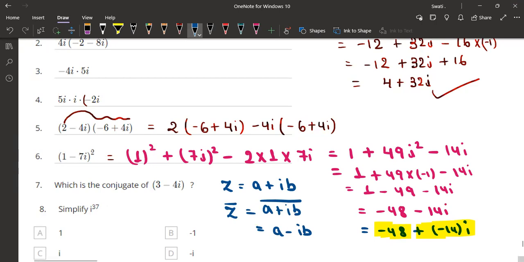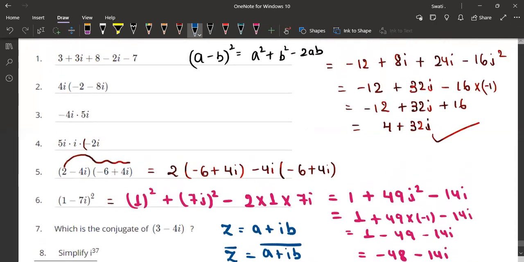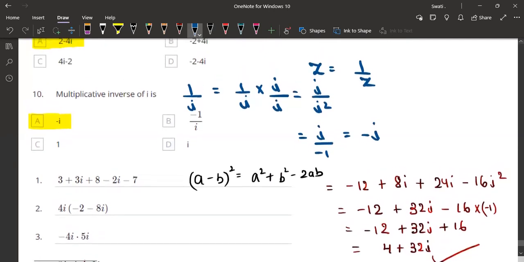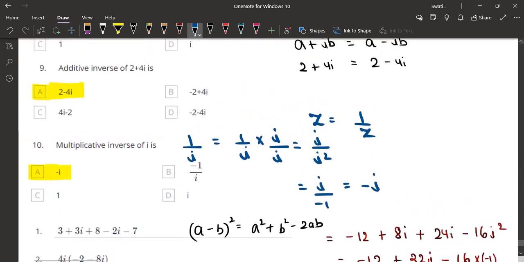On that note, when we had done a question on additive inverse, I had just changed the sign in between only, but it is actually going to be minus 2 minus 4i, okay? Because this is not the complex conjugate, this is the additive inverse. In additive inverse, we simply change the sign, okay? So it is 2 plus 4i, so it will become minus 2 minus 4i. So therefore, the correct answer is option D, okay?